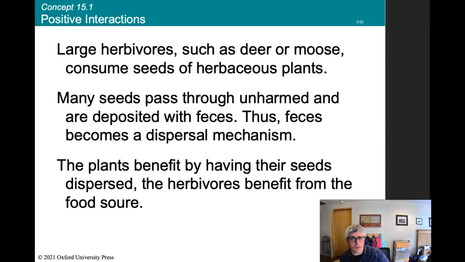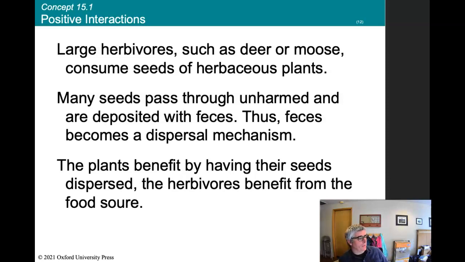Large herbivores such as deer or moose consume the seeds of herbaceous plants. Many of these seeds pass unharmed and are deposited as feces. Thus, feces becomes the dispersal mechanism. And plants may benefit by having their seeds dispersed, and herbivores benefit from the source of food.